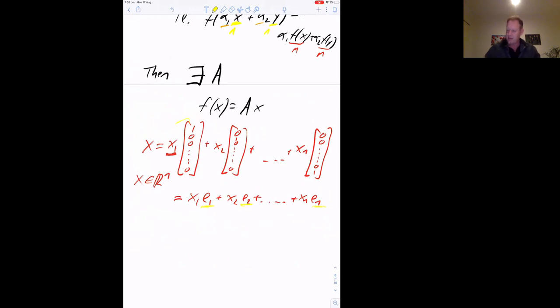This is like a dirty trick. I mean, what did we do? All we did is we took x and expanded it into all these different coordinates here.